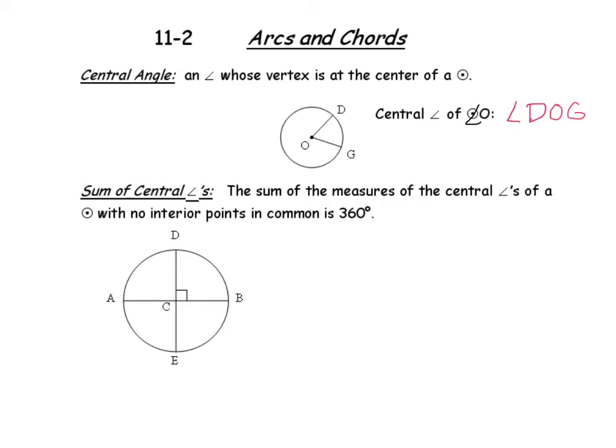Now when you take all of your central angles in your circle and you add them all up, the sum of those central angles with no interior points in common, so we've got this central angle DCB, DCA, ACE, and ECB, all four of those central angles, when I add up all of their degrees, I'm going to end up getting 360 degrees, and that's something good to know for later on.